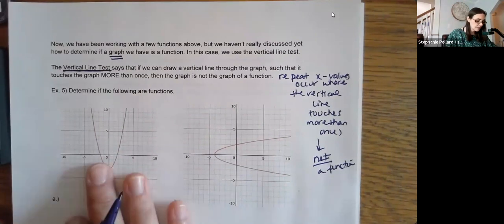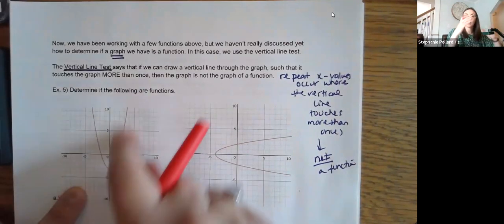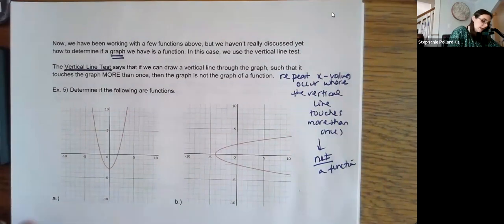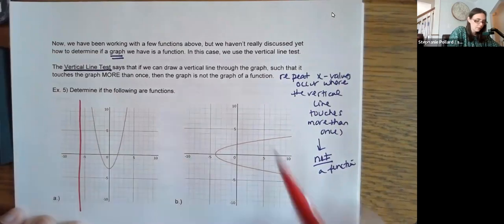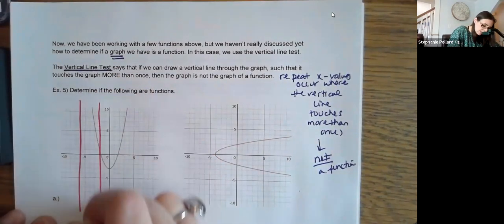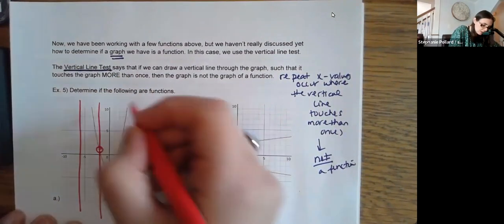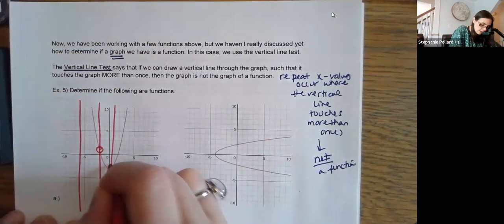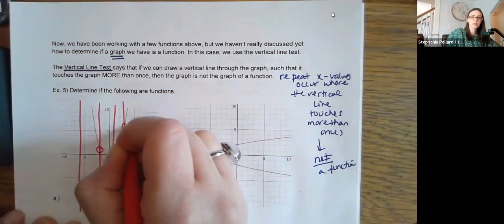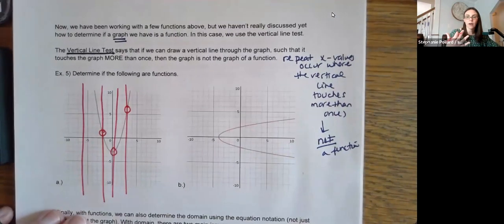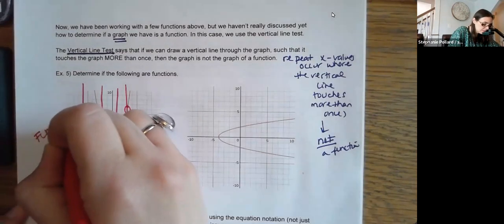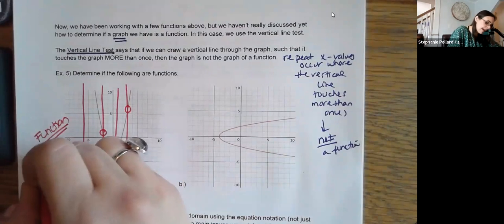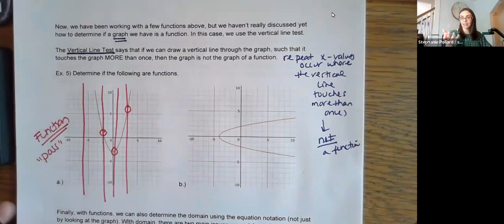All right, so for the first example, here's my graph. It's the U-shaped graph. It would continue on as well. And I just draw some vertical lines through it. If I draw one here, it doesn't touch it, which is fine. If I draw one here, it touches the graph once. If I draw one here, it touches the graph once. If I draw one here, it touches the graph once. So I draw a bunch of vertical lines through the graph, and I see that it only hits the graph one time. So something like this is a function. We will often say that it passes the vertical line test.